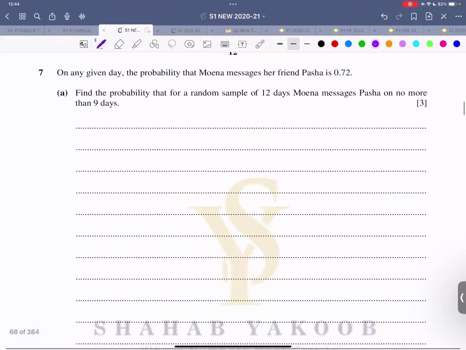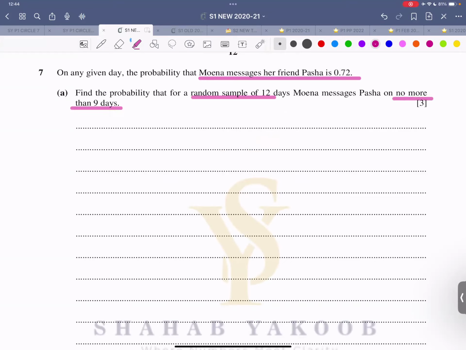Now it says, on any given day, the probability that Moina messages her friend Pasha is 0.72. Find the probability that for a random sample of 12 days, Moina messages Pasha on no more than 9 days. No more than 9 means at most 9 days. Just get used to this wording. No more than 9. That means 9 is inclusive, at most 9.